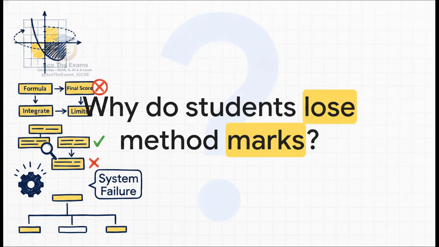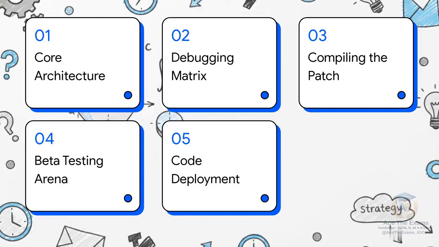We really need to stop looking at the final answer as the only goal. Instead, we've got to start looking at the entire process as a string of executable code that the examiner is grading line by line. All right, here is our boot sequence for today. First, core architecture. Second, the debugging matrix. Third, compiling the patch. Fourth, the beta testing arena. And finally, 5, code deployment.